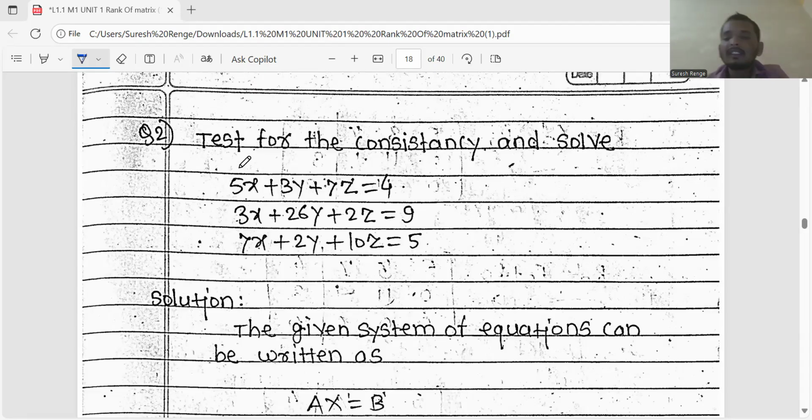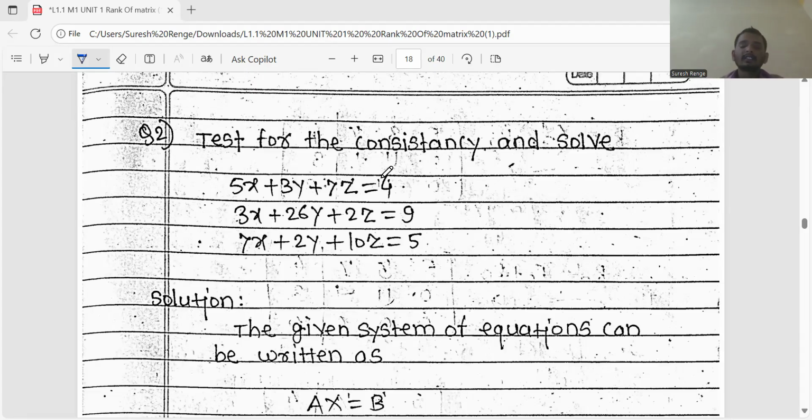This is the system given, a non-homogeneous system of equations. In these lectures we are only checking the consistency and inconsistency. After that, later lectures will discuss checking the consistency and solving the system of linear equations. Okay, let us start. This is question number 2.